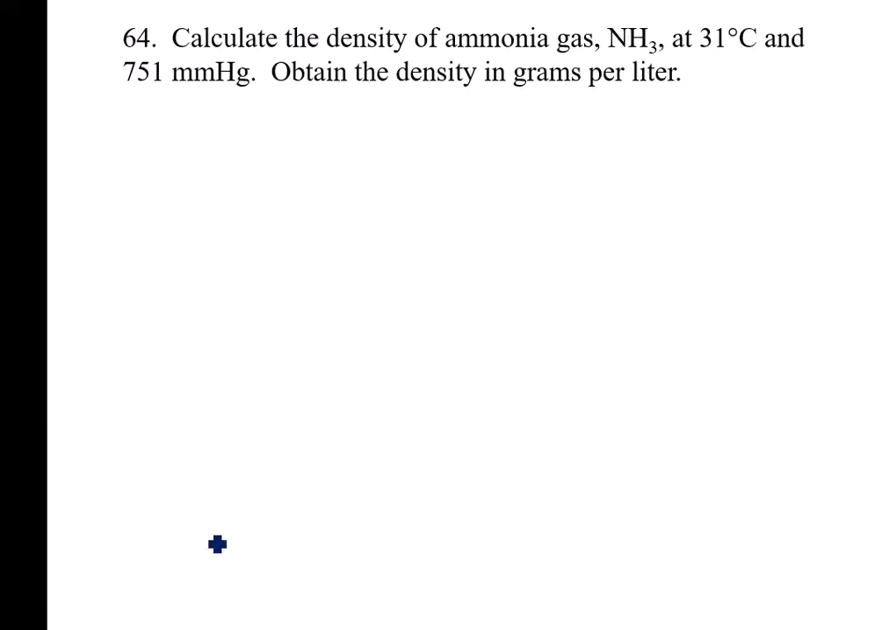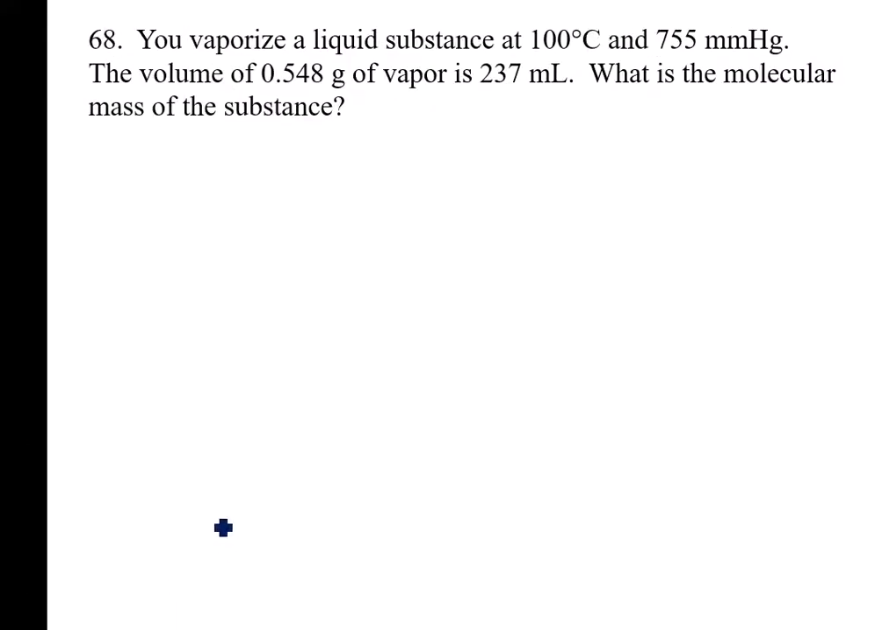Again, I really suggest that you stop and try this problem on your own before you watch me work it. Okay, similar problem. You vaporize a liquid substance at 100 degrees Celsius and 755 millimeters of mercury. The volume of 0.548 grams of the vapor is 237 milliliters. What is the molecular mass of the substance?